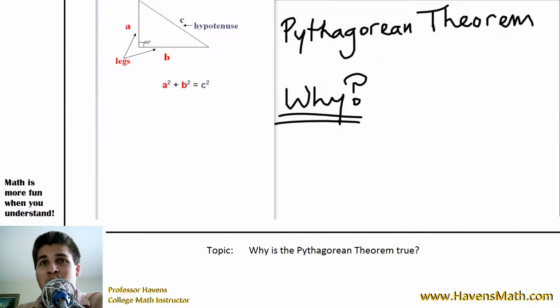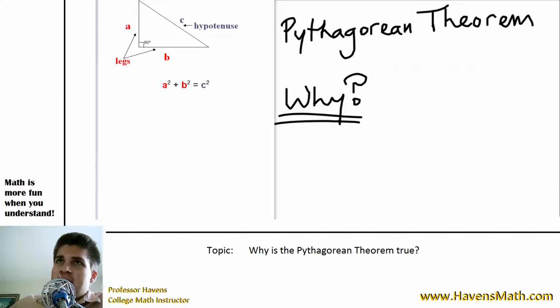Today I talk about why the Pythagorean theorem is true. Why is a squared plus b squared equal to c squared? If you're not familiar with the Pythagorean theorem, I did another video for my pre-algebra class that describes how you use it to solve the sides of a right triangle.